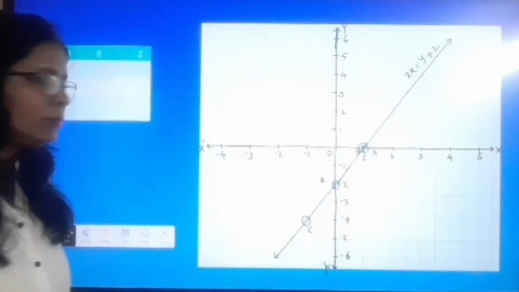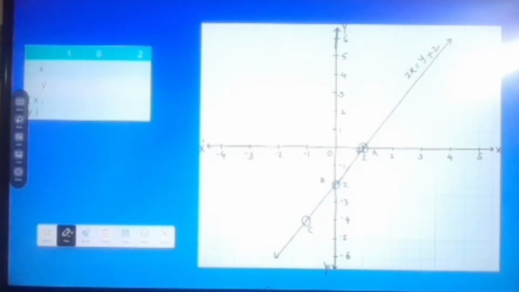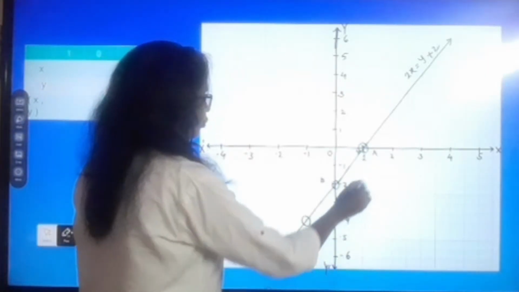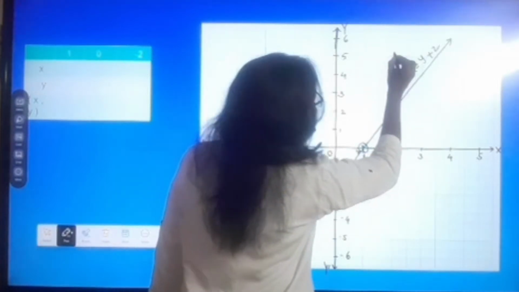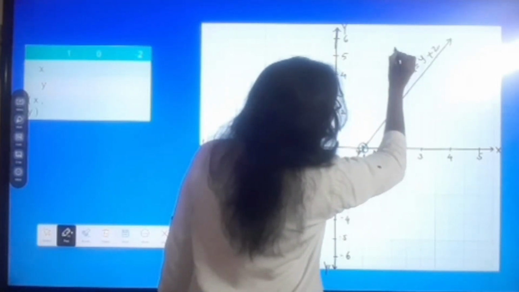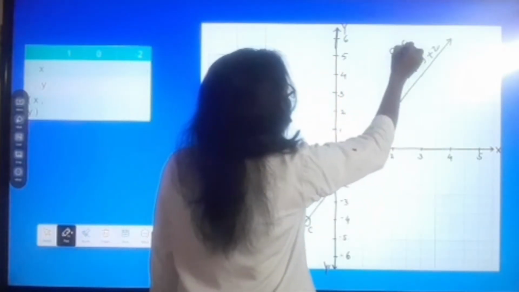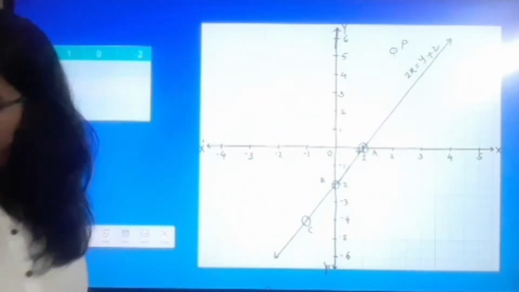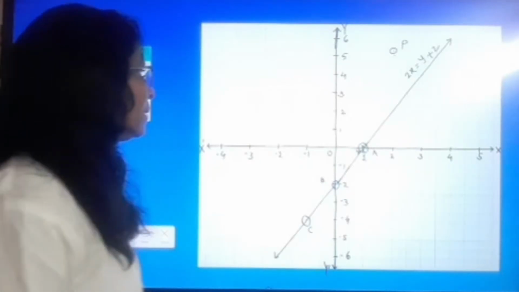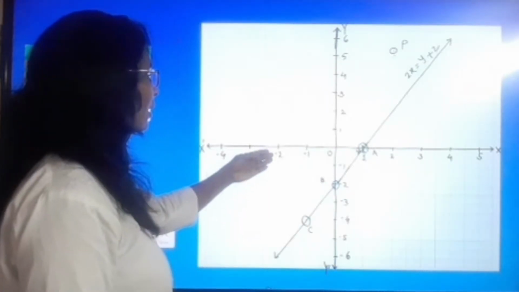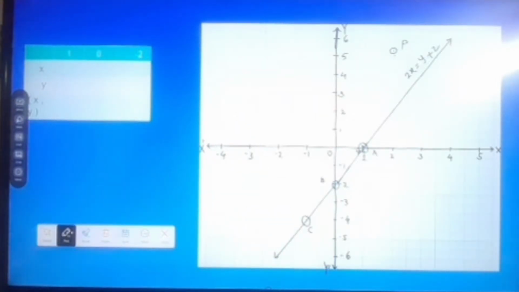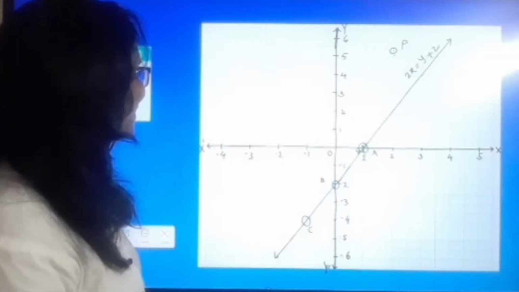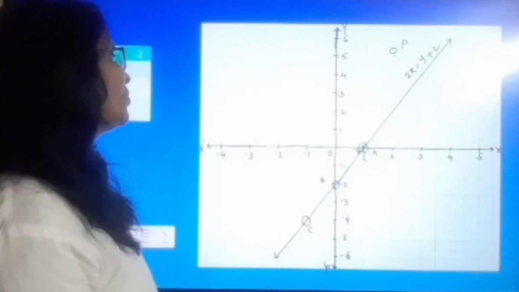Then for the second equation, the coordinates are 2, 5.3. So 2 here and 5.3. This one is P. Then next one, minus 2, 10.6. Minus 2 is here, but 10.6 is not here. Then 0, 8. Also there is no 0, 8.